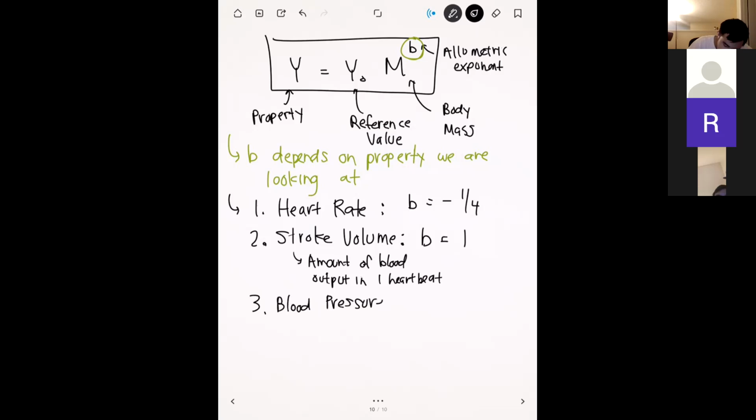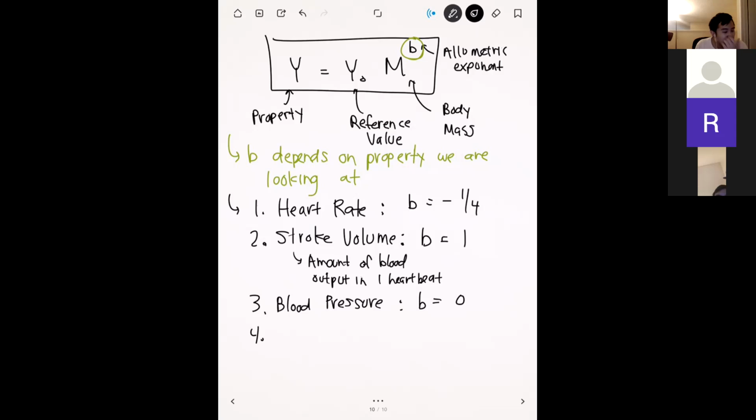Okay. Next is blood pressure. Interestingly enough, the allometric relationship for blood pressure is that there's no relationship. What scientists have found is that no matter what size of creature you're looking at, the blood pressure is about the same. Every creature has about the same blood pressure, and that's pretty significant.